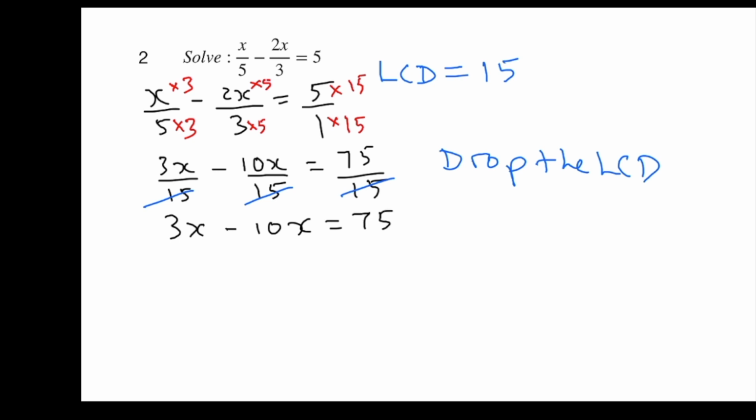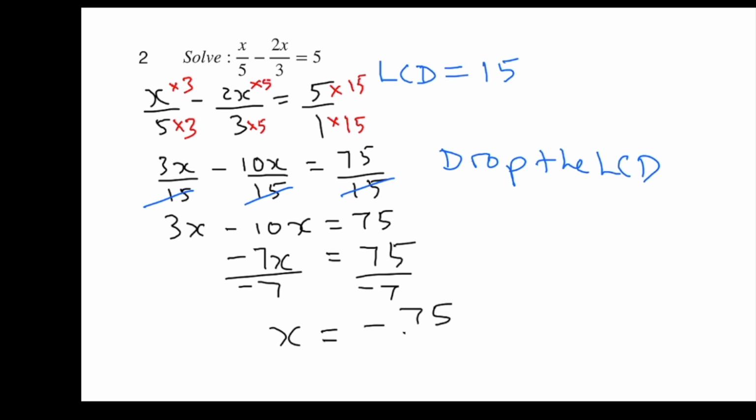Simplify and solve for x. 3x minus 10x is negative 7x is equal to 75. Now if you divide both sides by negative 7, you will get an answer of negative 75 all over 7, which you can leave like that.